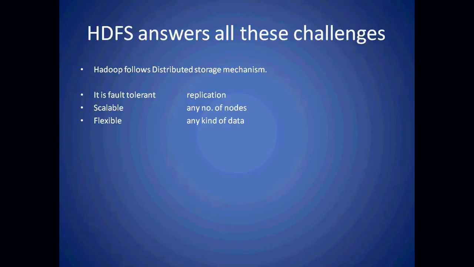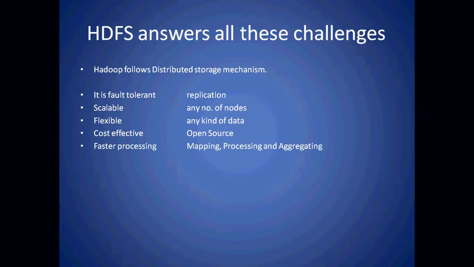Flexible, any kind of data. I told you about fault tolerance: the data is replicated. And it is scalable. We can add thousands of nodes in Hadoop; there is no limit. Flexible, any kind of data in the world, you can fit it in Hadoop, and Hadoop stores it. Cost effective: Hadoop doesn't require any money. It is open source.